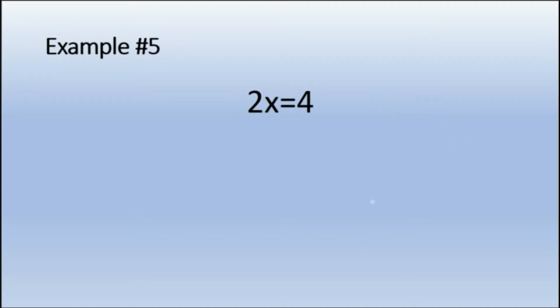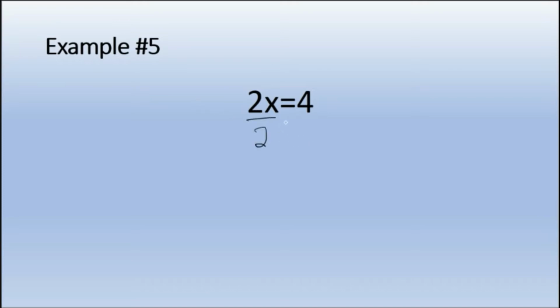Okay, so now let's do some problems involving multiplication. When we have multiplication, we need to do its opposite, which is division. So we have an x over here being multiplied by 2. We need to divide by 2 on both sides of the equation.